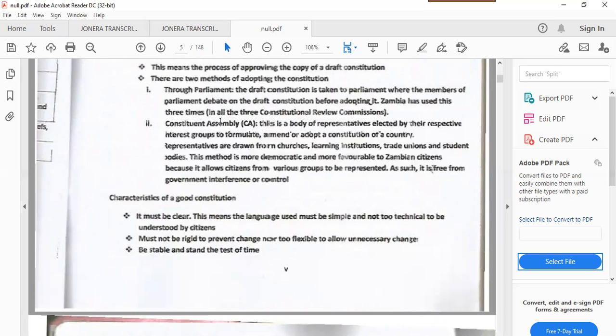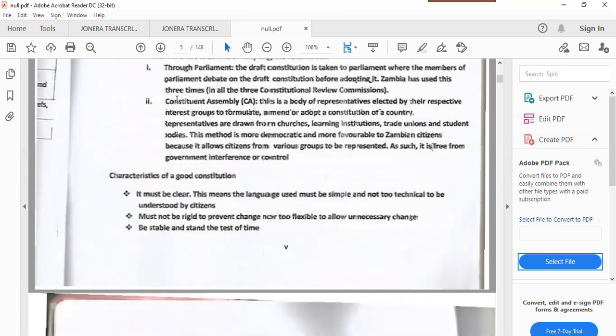And Zambia has used this about three times, in all three constitutional review commissions. So I did give an example of how a rigid constitution is subject to change. Through the parliament, they have to sit down, they have to draft, they have to debate. And this big one, the constitutional assembly, which can even take up to months, is a body of representatives elected by their respective interest groups to formulate, amend, or adopt a constitution of a country. Representatives are drawn from a lot of different sections of our culture: the churches, the learning institutions, the trade unions, and student bodies. Why is this more democratic? This method is more democratic and more favorable to Zambian citizens because it allows citizens from various groups to be represented. As such, it is free from government interference or control.